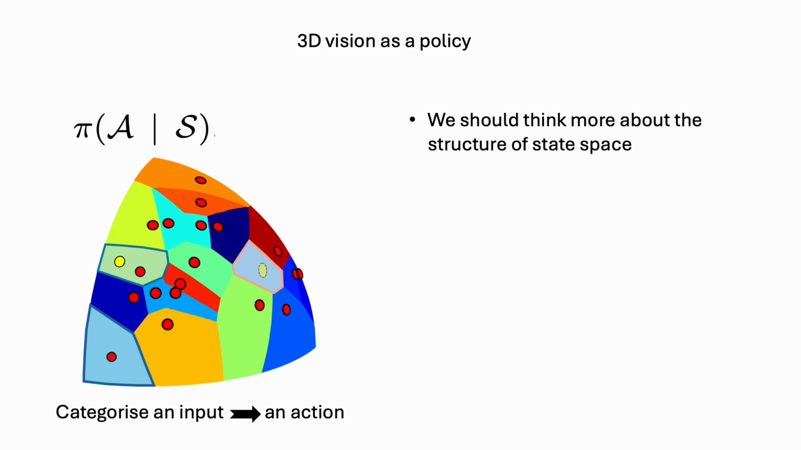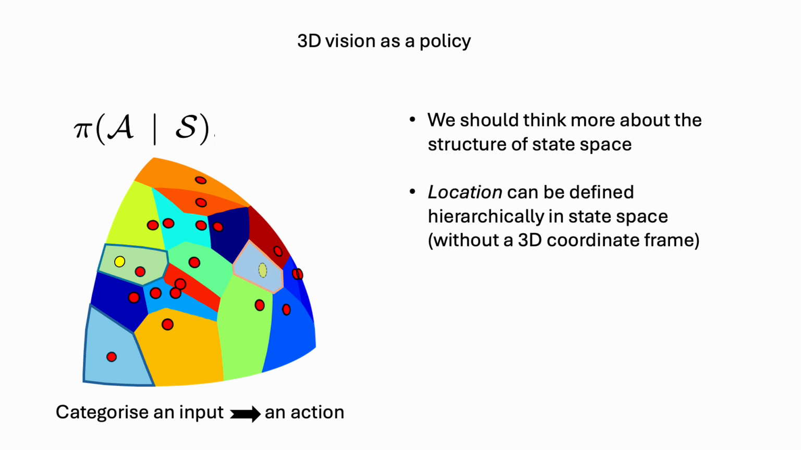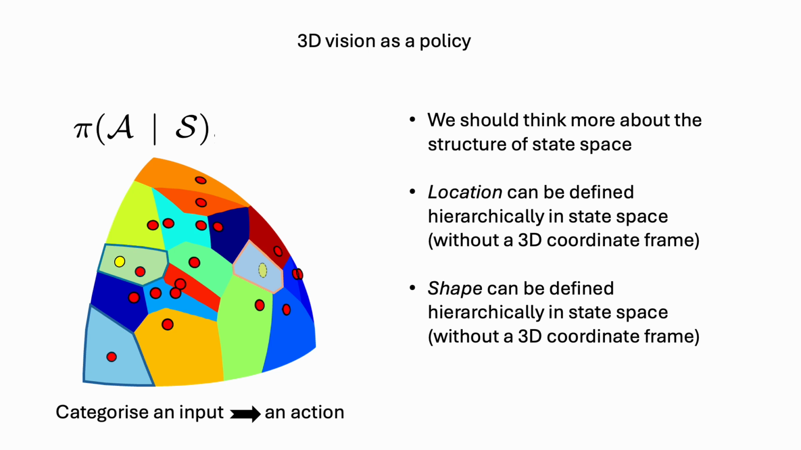In summary, my take-home message is we should think more about the structure of state space. That's what's really key to understanding perception. I've given an example of location, which can be defined hierarchically in state space without using a 3D coordinate frame, and another of shape, which can be defined hierarchically in state space, again without using a 3D coordinate frame. And the brain is good at navigating state space. So that's where we should put our efforts.